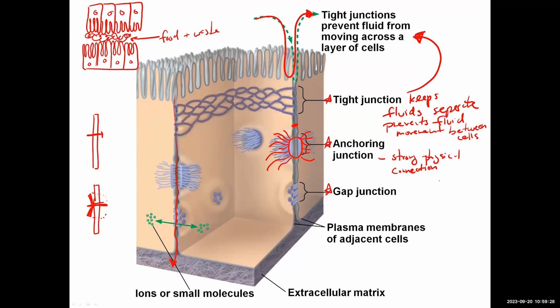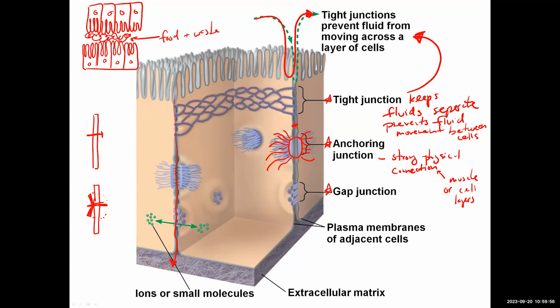This is the kind of junction that you'll often see in things like muscle or important cell layers. For example, if you've ever experienced a muscle tear, muscle tears occur either when the cells themselves are torn or the anchoring junctions between muscle layers are broken.